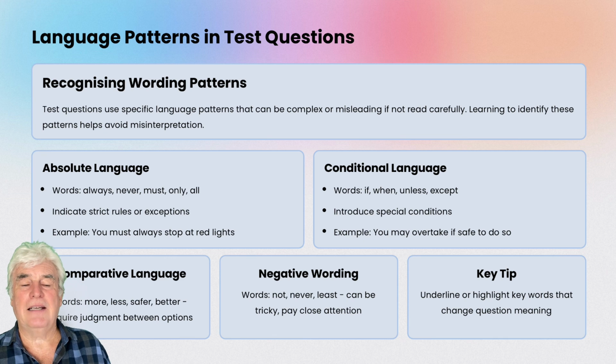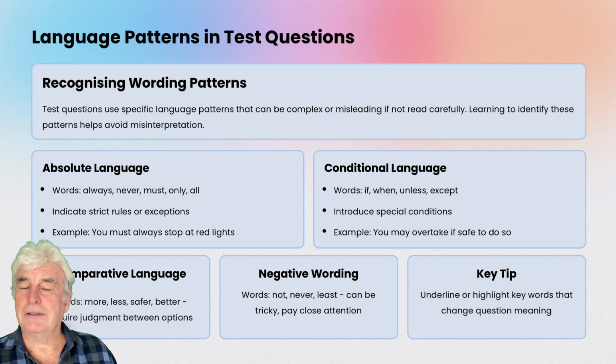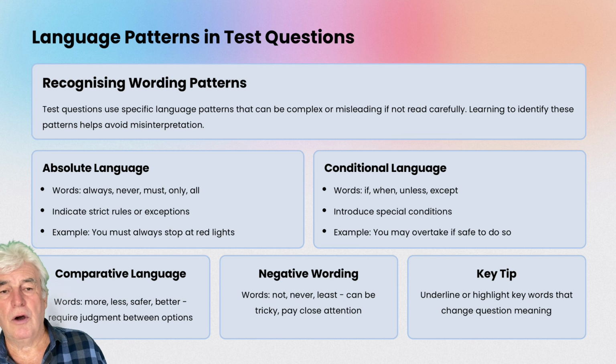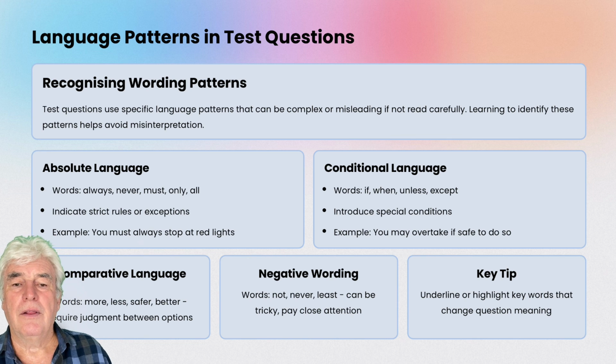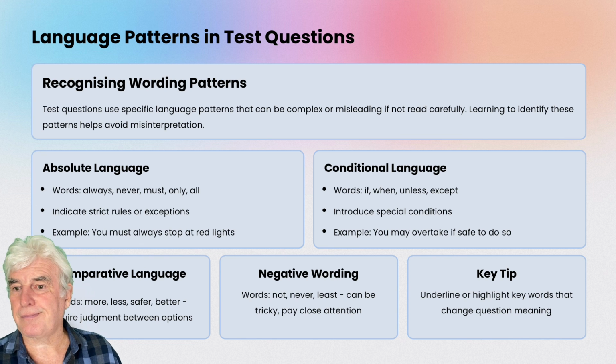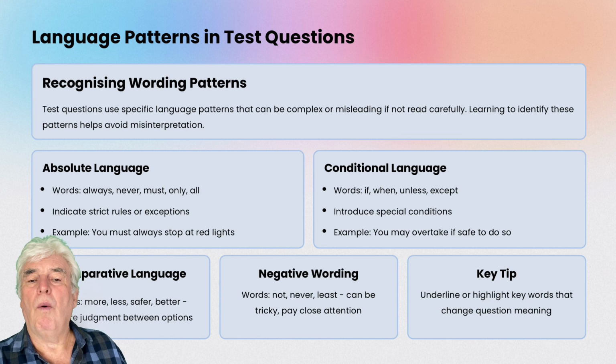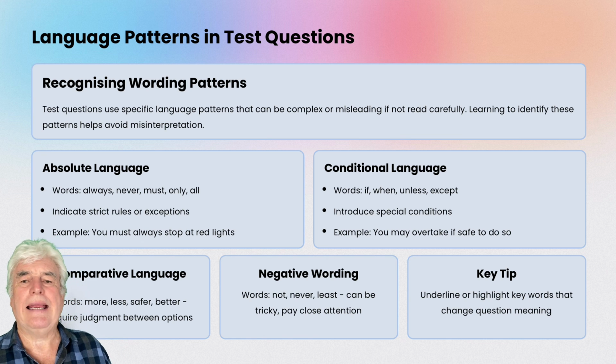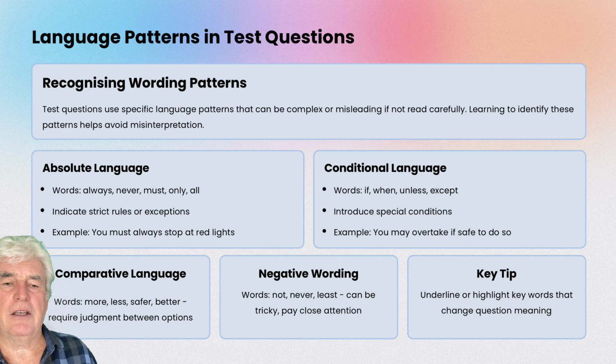Now, negative wording. Some questions may use negatives such as not, never, or least. These can be tricky, so pay close attention. For example, which of the following is not allowed when overtaking? Tip. Now, when reading a question, underline or mentally highlight these keywords. They can significantly change the meaning of the question and enable you to get the correct answer.